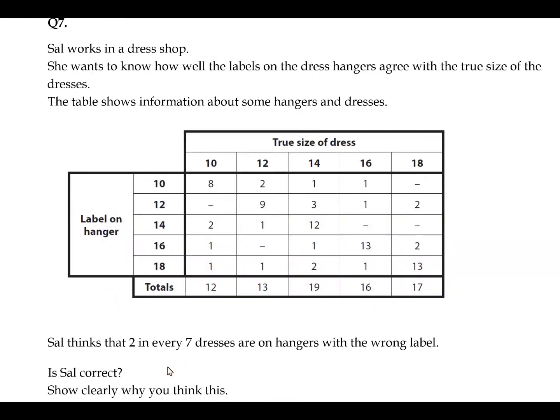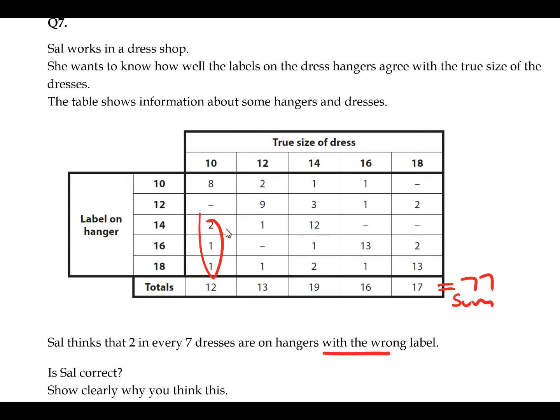So we need to work out how many of the total number of dresses have the wrong labels. So the total number of dresses we need to add up. So the sum is 77. 77 dresses in total. So now what we've got to do is work out how many dresses are on the wrong hangers, have the wrong label. So the 10 and 10 have to match up, so they're the correct label.